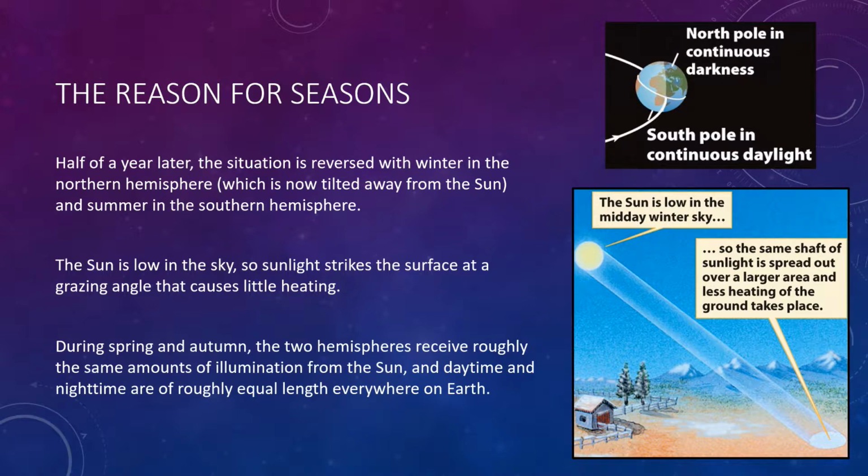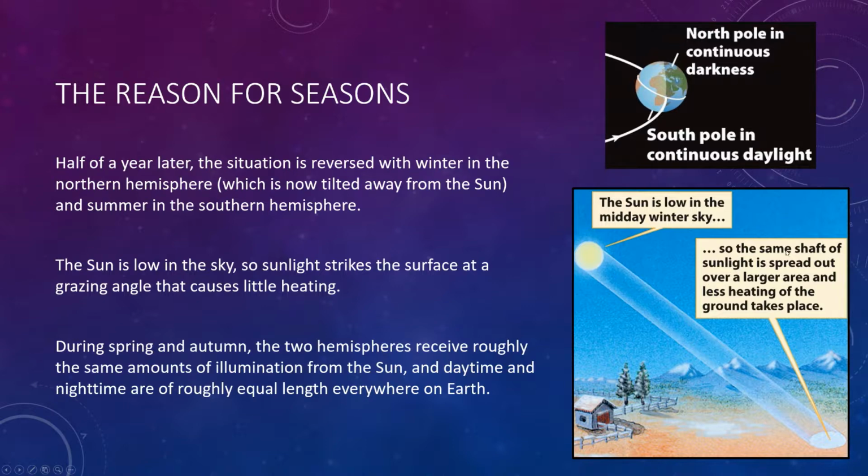Now, let's look at what happens half of a year later, when we are on the other side of the Sun. Half of a year later, the situation is reversed, with winter in the northern hemisphere, which is now tilted away from the Sun, and summer in the southern hemisphere. The Sun is low in the sky, so sunlight strikes the surface at a grazing angle, which causes much less heating. So you can see that in the bottom right image here again.